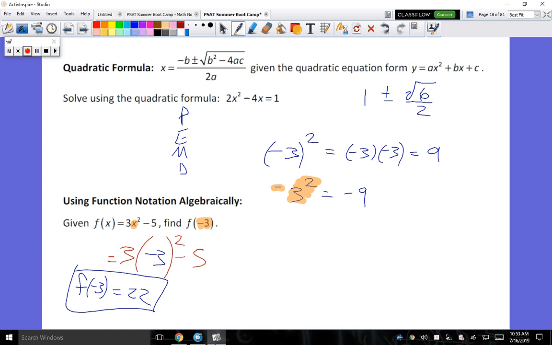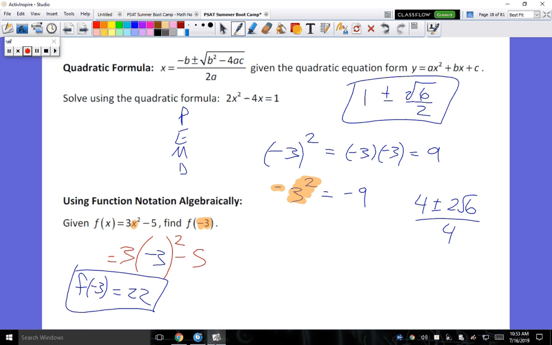Nicely done. Could you also leave that as 2 plus or minus root 6 over 2? Yes, you could also do, so we had 4 plus or minus 2 root 6 over 4, and you simplified it to 1 plus or minus root 6 over 2. Nice. So do you all agree that this is correct? Yes. Okay. And thanks for catching this.